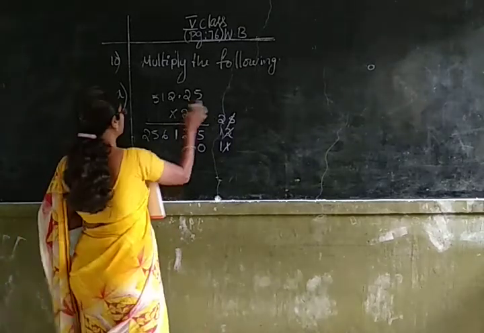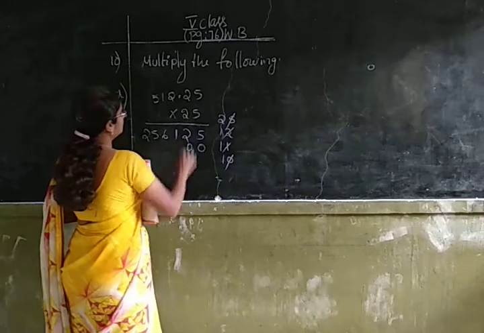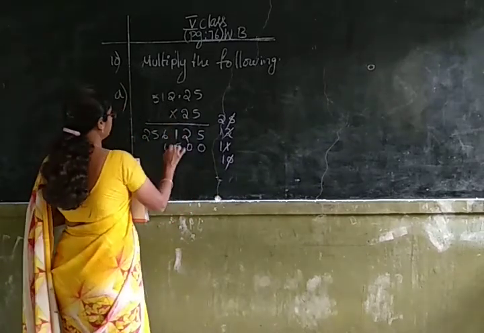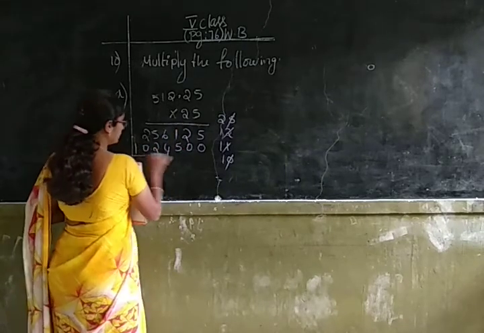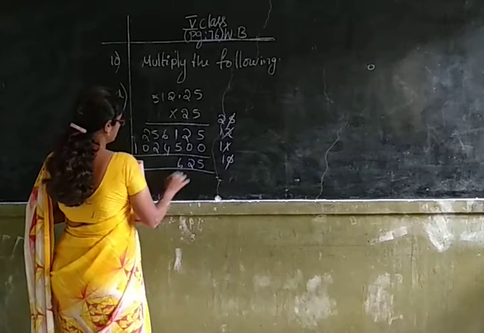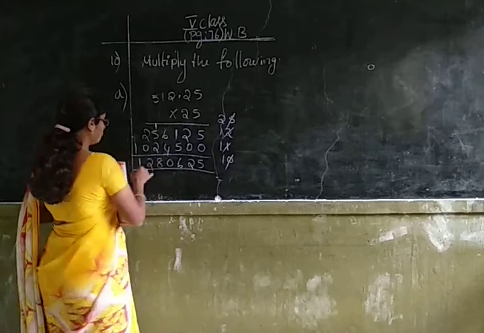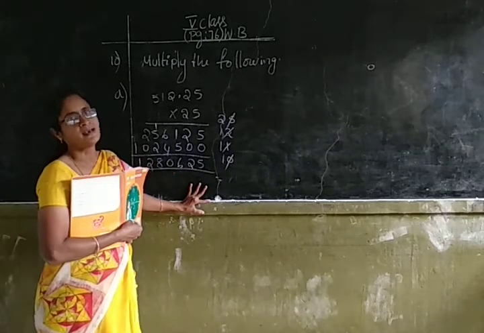Now let us multiply the whole number with 2. 2 5s are 10. 2 2s are 4 plus 1, 5. 2 2s are 4. 2 1s are 2. 2 5s are 10. Now let us add both the products. 5, 2, 6, 10, 8, 2, 1. After adding the products, now we have to place the decimal point in the answer.